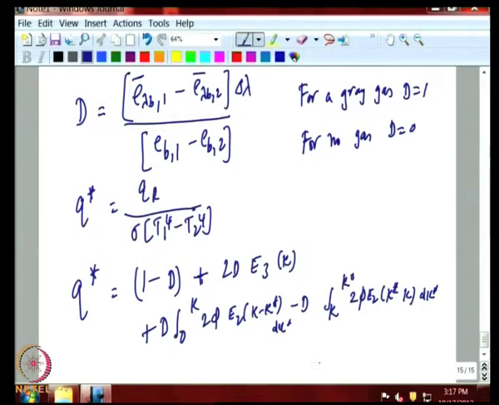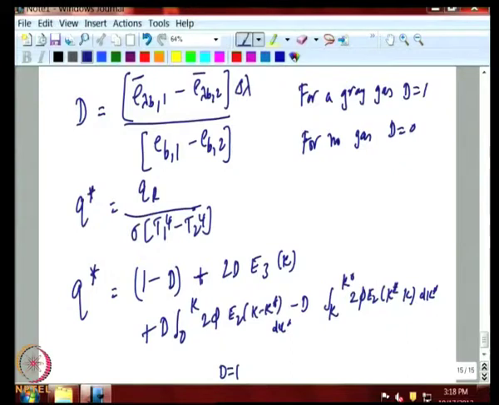So, what you see here is that when you put d equals 1, that corresponds to gray gas, this term drops out, this term becomes 2, 1 and 1. This is identical to the gray gas expression that we had used earlier.